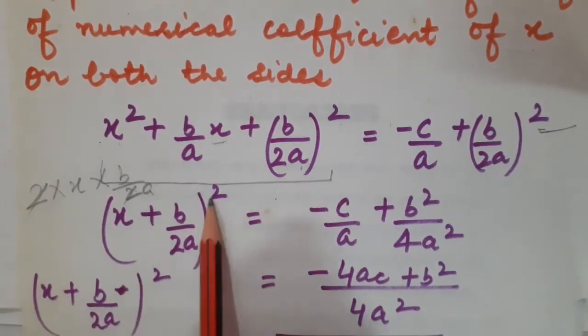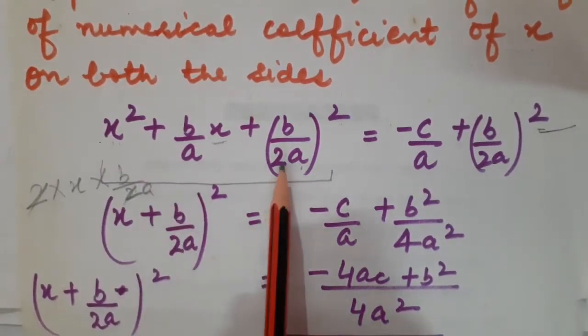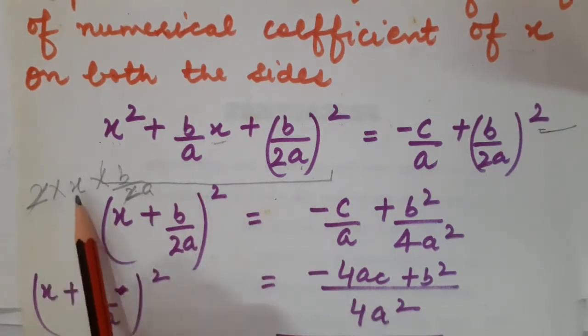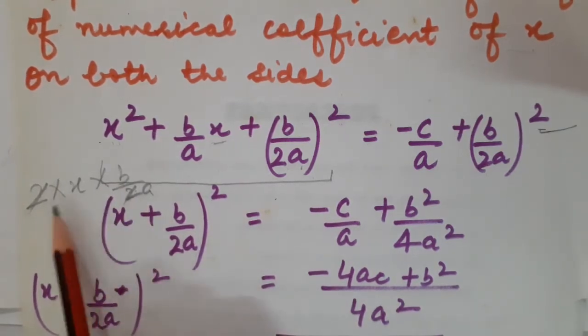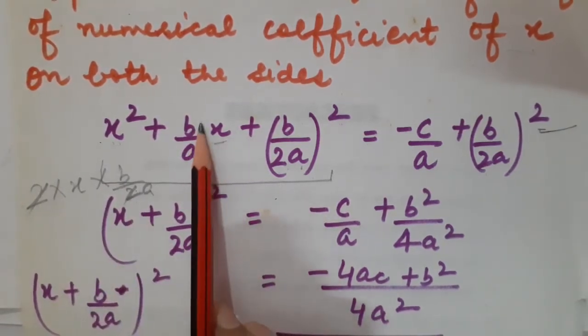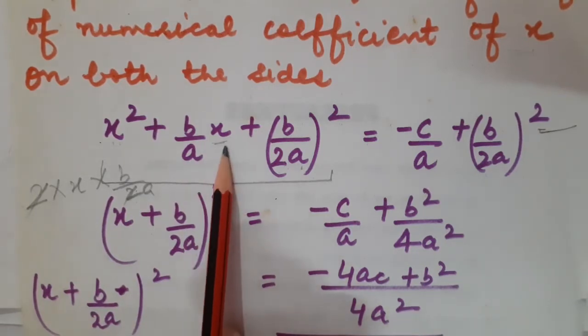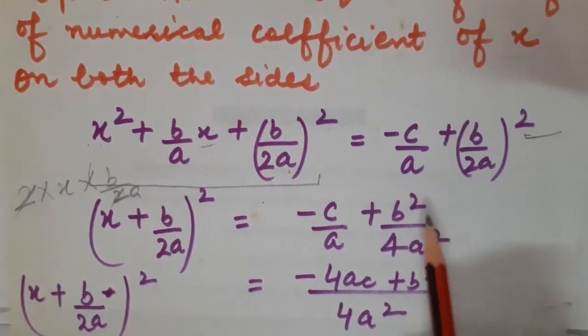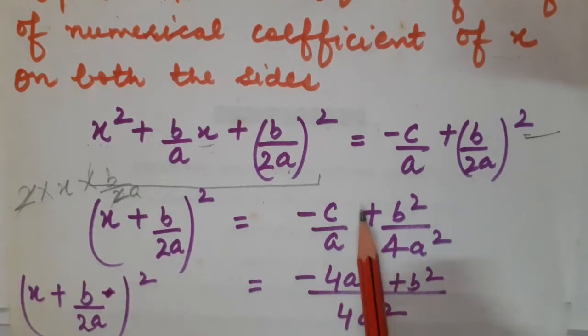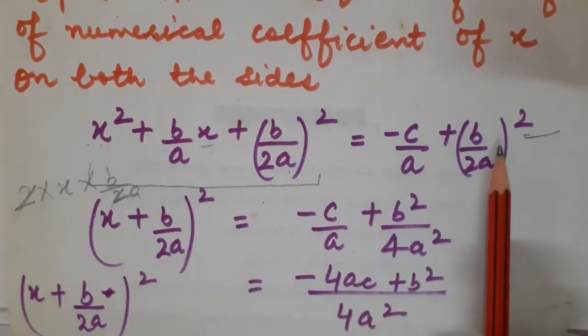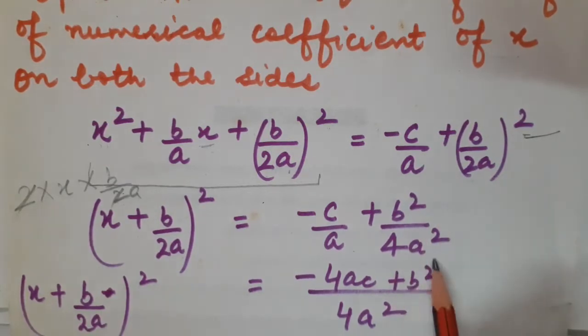Check again. This is a square plus b square plus 2 into a into b. 2 and 2 are going to be cancelled. So I have got b upon a into x. Correct, children? Okay. Now, on the right hand side, this is minus c upon a plus, just open this whole square, it would become b square upon 4a square.